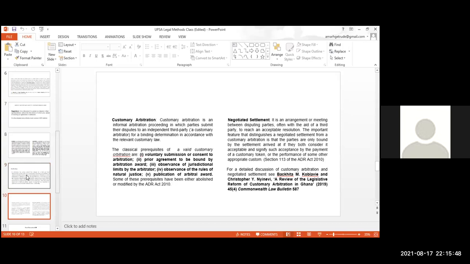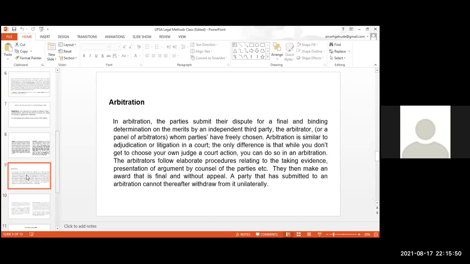Now, the legal framework within which arbitration operates in Ghana is the ADR Act 2010, Act 798. So you see that when you look at Act 798, it deals with issues such as the effect of an arbitration agreement, an arbitration award, things like enforcing an arbitration award, and so on and so forth.